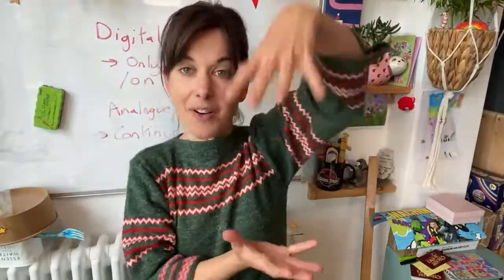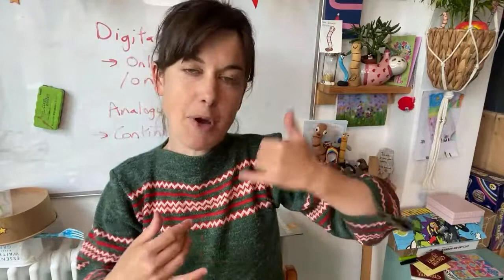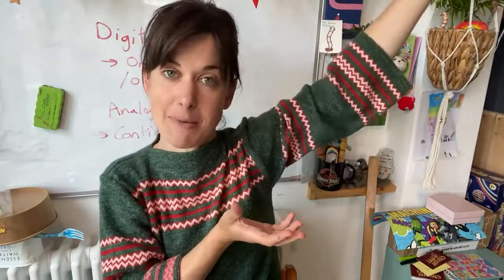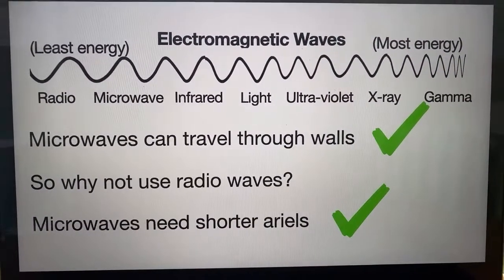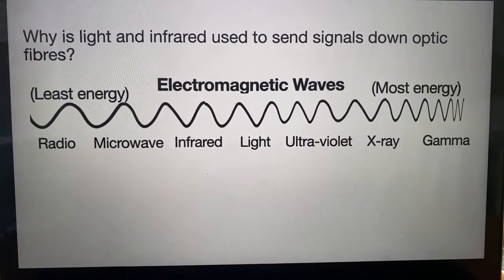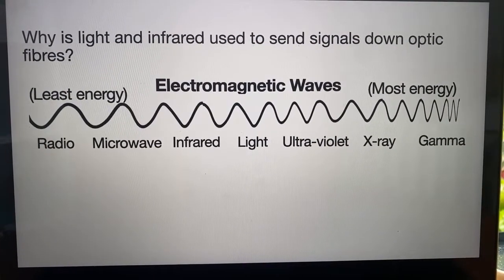The longer the wavelength, the longer the aerial required to emit and receive the wave. So mobile phones, if you don't want aerials that are absolutely massive to detect radio waves, use microwaves instead. I know, humans, honestly, we're so awful and so brilliant at the same time. All right, that puzzle aside then, why are light and infrared used to send signals down optic fibres?